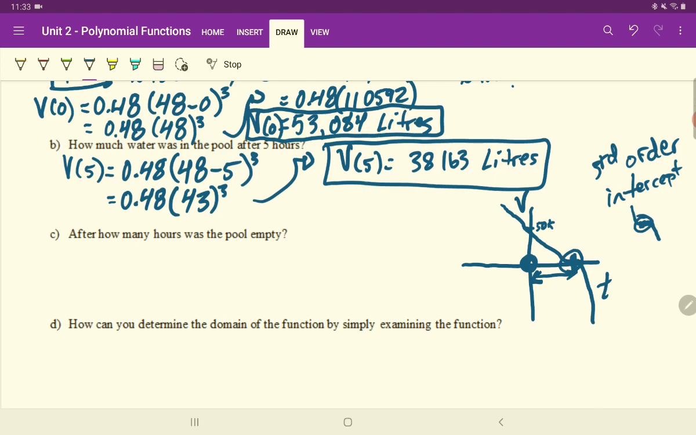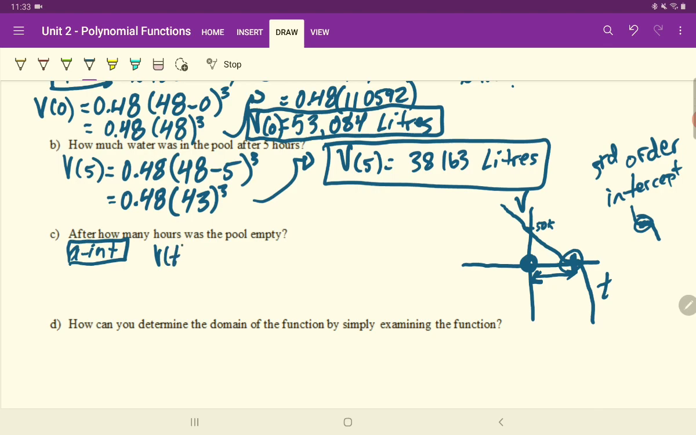So if we are really analyzing this question here, what we're really looking for is our x-intercept. That is what we are looking for here. That's what they're asking for. And then once we have that other x-intercept, we know that that's how long it took to be emptied. Okay? So let's take a look at how to find our x-intercept.